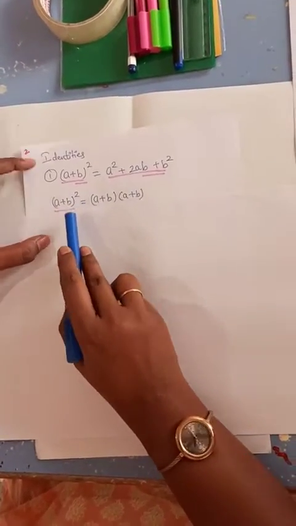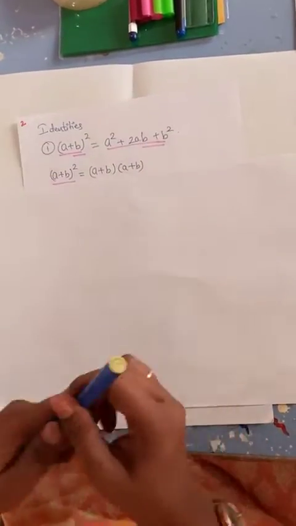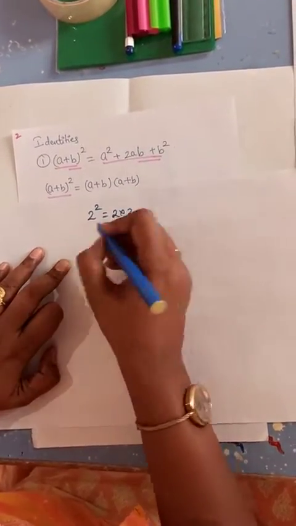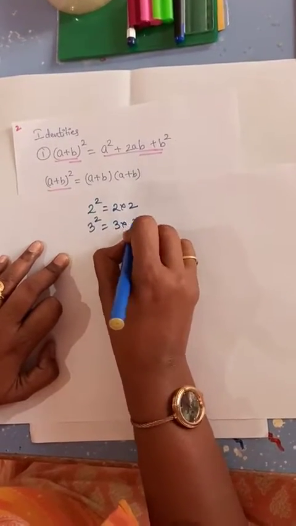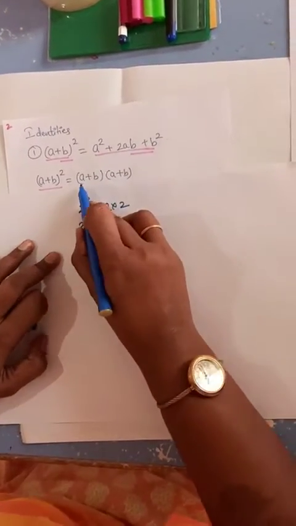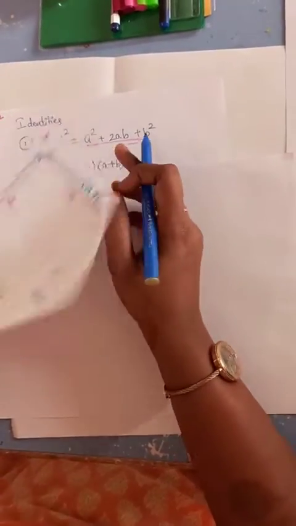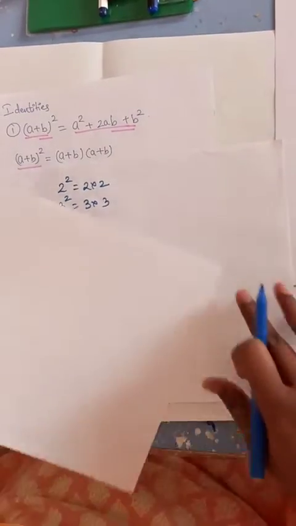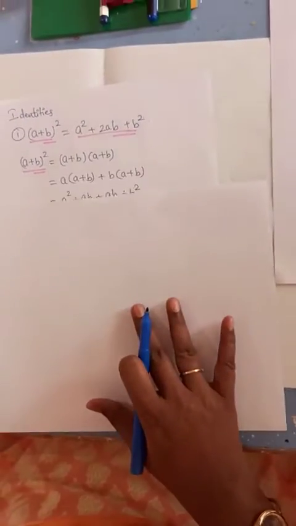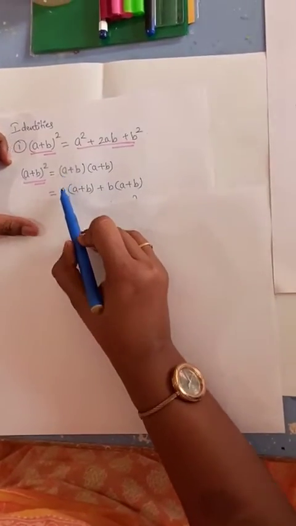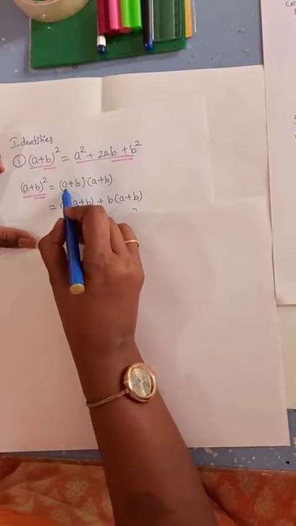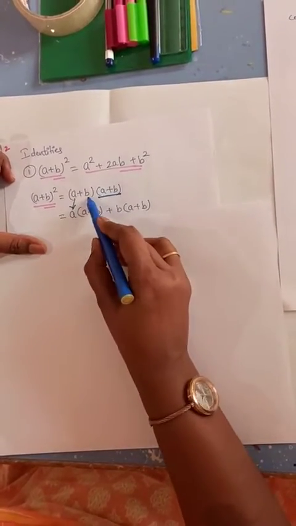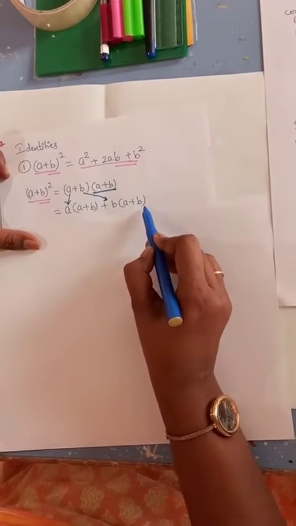(a plus b) the whole square can be written as (a plus b) into (a plus b). See children, if I write 2 square, that is 2 into 2. If I write 3 square, that is 3 into 3. The same number is written 2 times. Similarly, here we have done (a plus b) into (a plus b), that becomes (a plus b) the whole square. Now open the bracket. This a we have taken into the second bracket, a into (a plus b), plus this b into the second bracket, b into (a plus b).